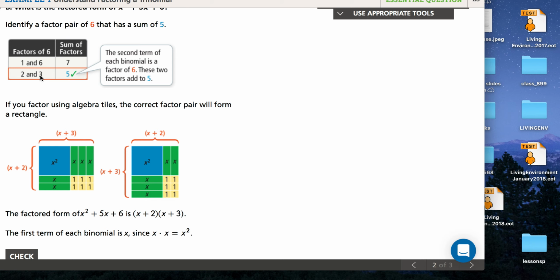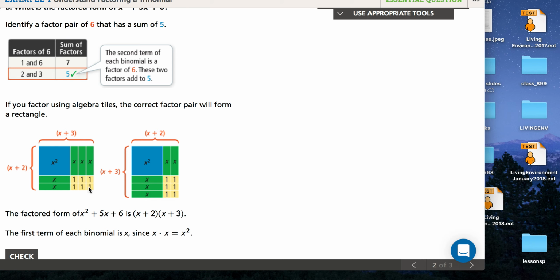If we factor this out, as we have learned, x times x is x squared. x times 3 is 3x, as you see here, 3 rectangles. And we multiply the second term of the first binomial. 2 times x is 2x, as you see here, 2 rectangles. And 2 times 3 is 6. So as you see here, the small squares are 6.